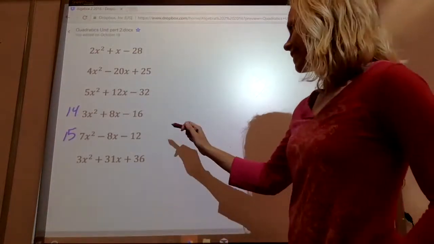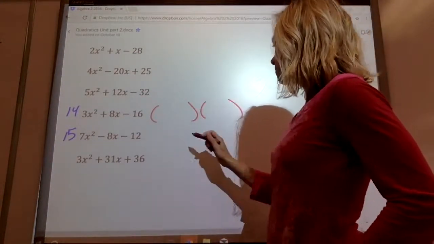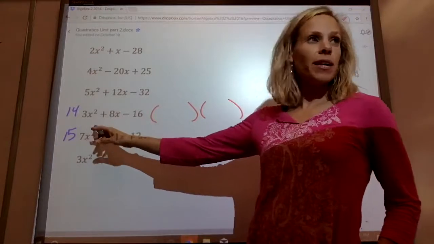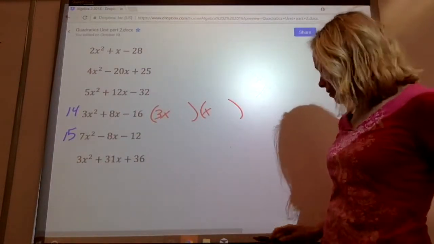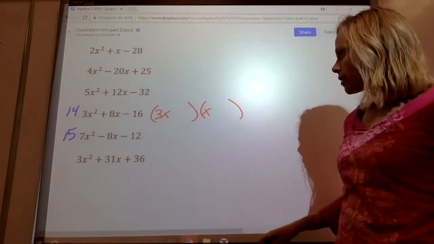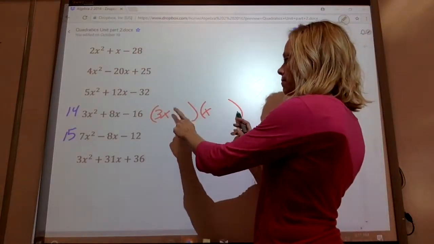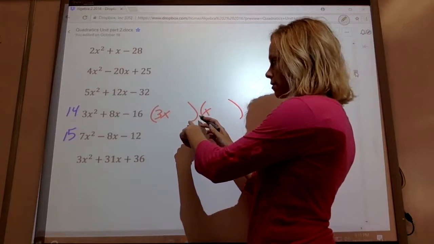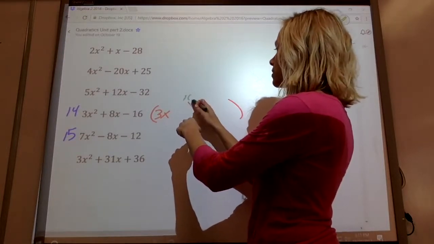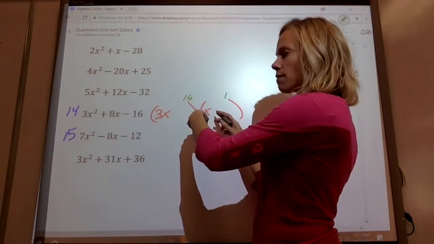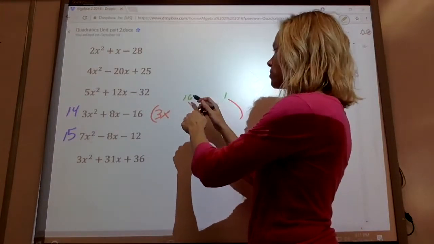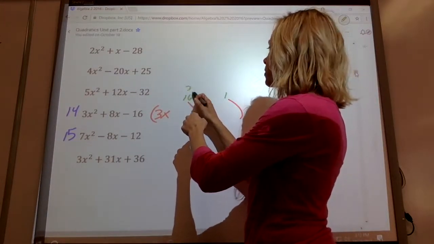All right, so let's try this one. 3x squared can only be 3x and x, right? Okay, so now you have to think outer, inner. What do I multiply equals 16, but outer, inner is 8. So let's do like 16 and 1. Does 3 and 16 give me 8? No. So I can do 2 and 8.